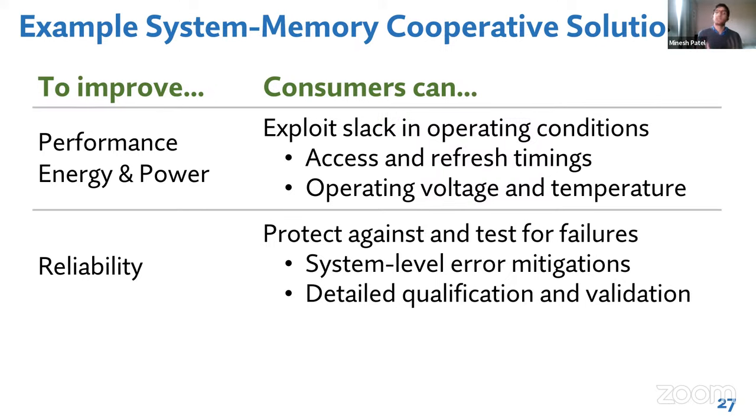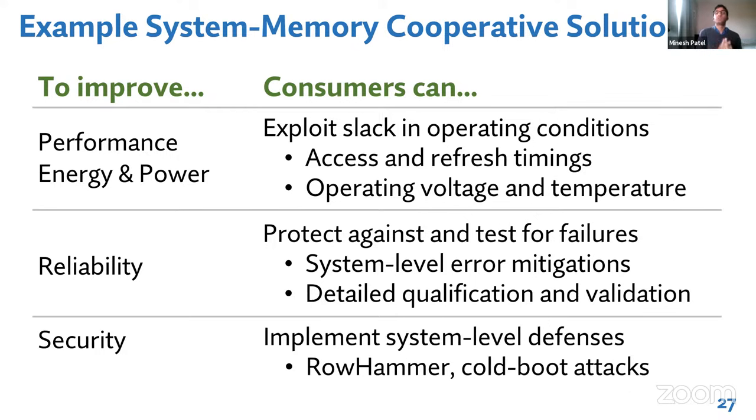And so this includes designing system-level error mitigations and having detailed qualification, test, and validation methodologies at the system level. And to improve security, consumers can implement secure RowHammer defenses at the system level and potentially even extend this to other types of attacks, such as cold boot attacks, and as we've seen a bit of talk about, the RowPress sort of problem.